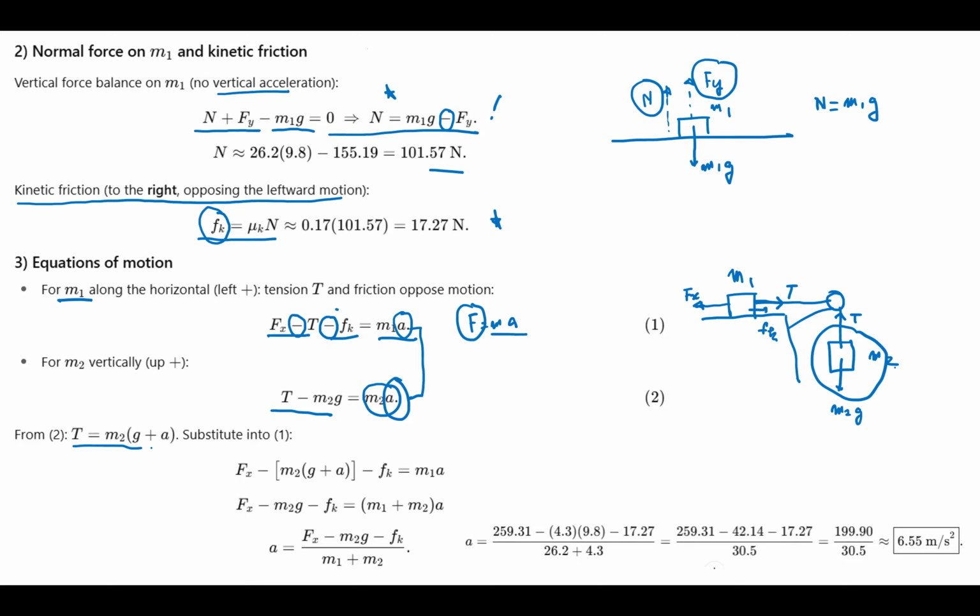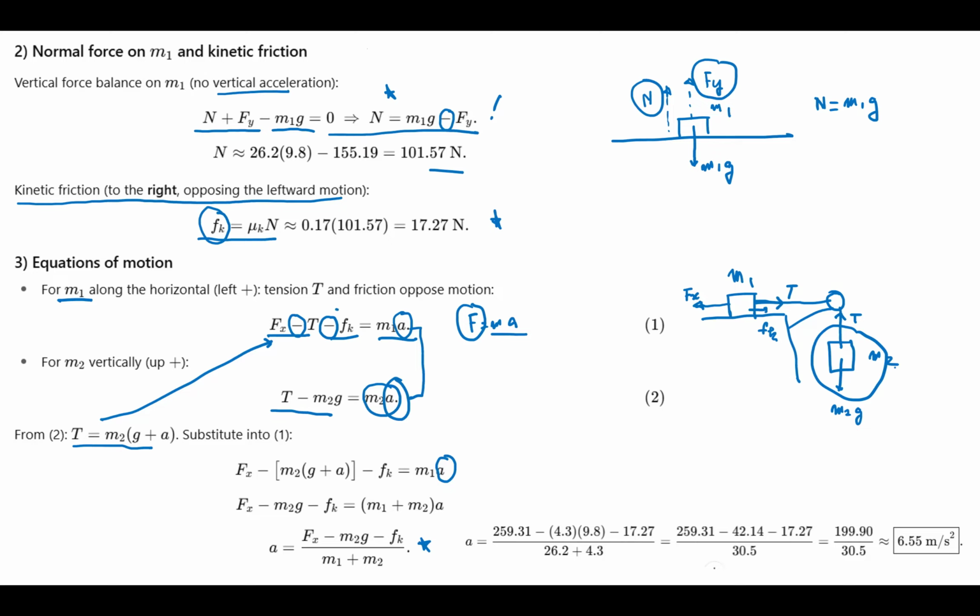So t is given by this one, and then just plug in the t here. And F_x is already given, right? And then we need to find out a. a is given by this formula, and then you just plug in all the numbers, and you can get the acceleration in terms of meters per second squared.